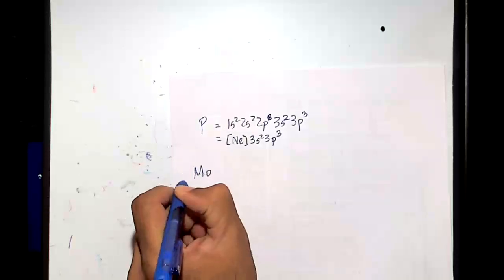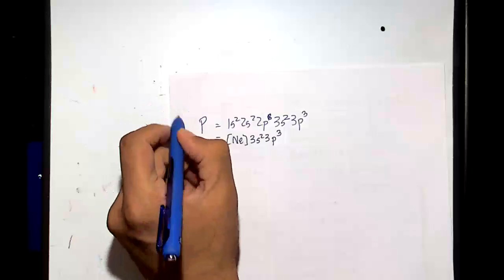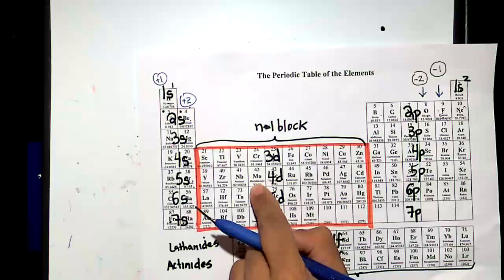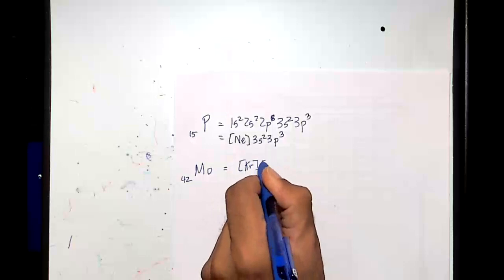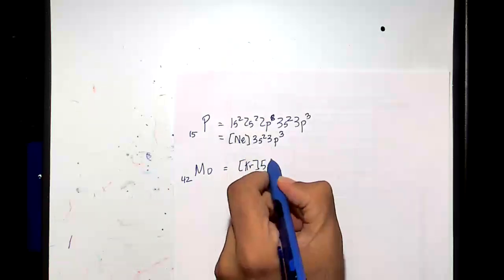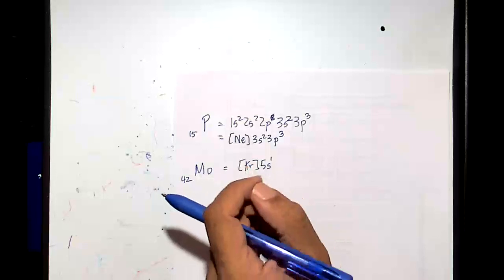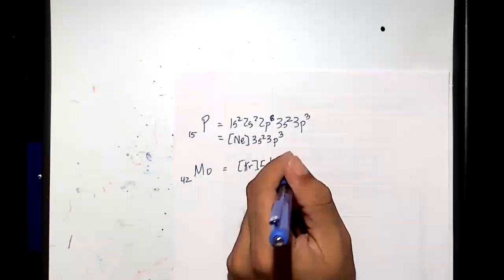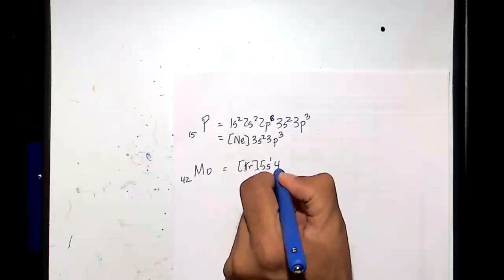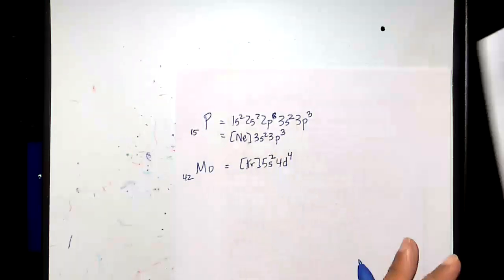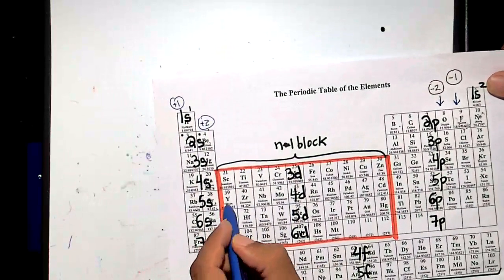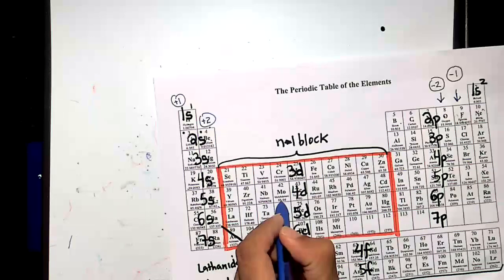Next one. Molybdenum is 42. Phosphorus is 15. Let's do the quick one first: krypton. For molybdenum, 5s1, 4d4, right? 1, 2, 3, 4. 4d4. That's what I'm getting. 5s2, 4d4.